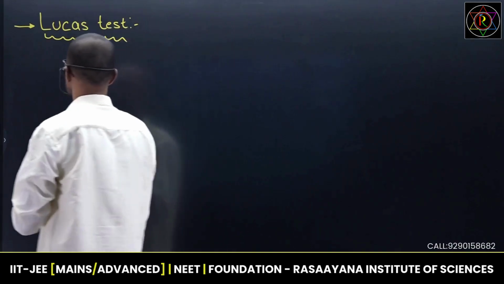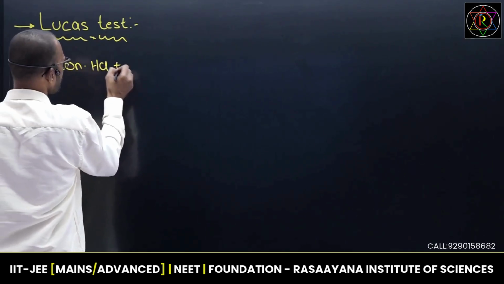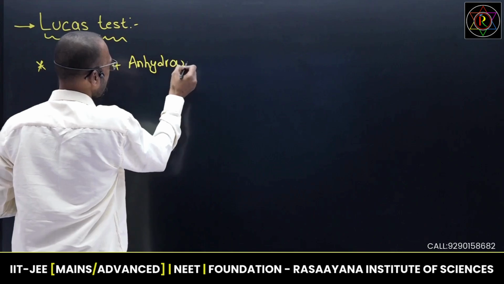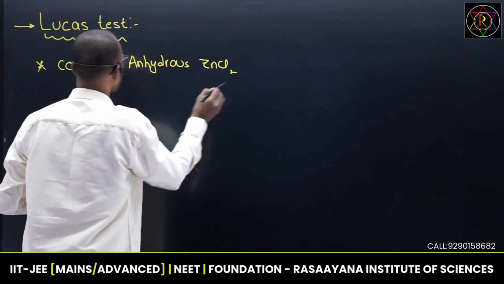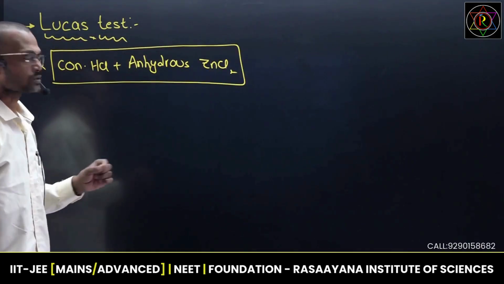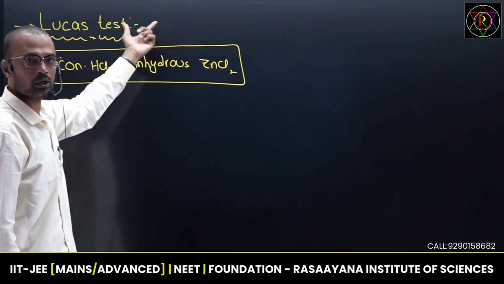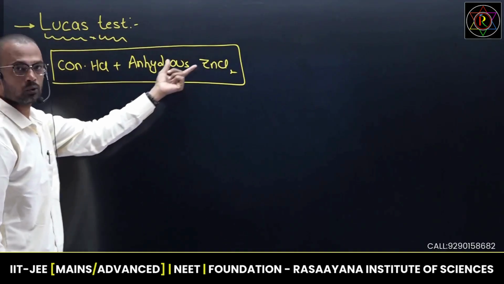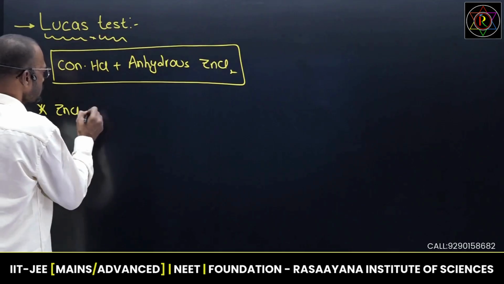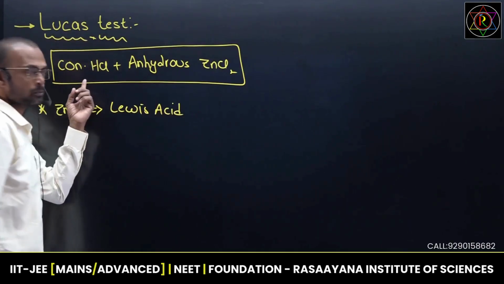So generally Lucas reagent is nothing but concentrated hydrochloric acid mixed with anhydrous ZnCl2. This mixture is called Lucas reagent, also used for identification of alcohols. Concentrated hydrochloric acid followed by anhydrous ZnCl2 is called Lucas reagent. This is called a protic acid and this is called a Lewis acid. So here I am using ZnCl2. This ZnCl2 behaves as a Lewis acid and hydrochloric acid behaves as a protic acid.